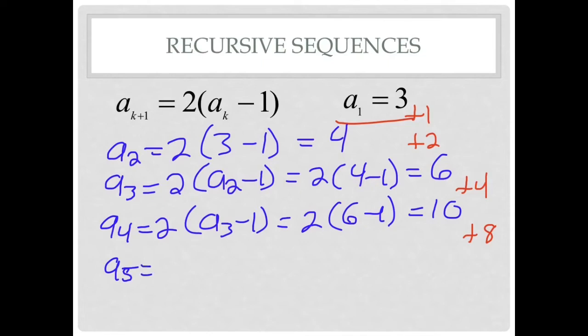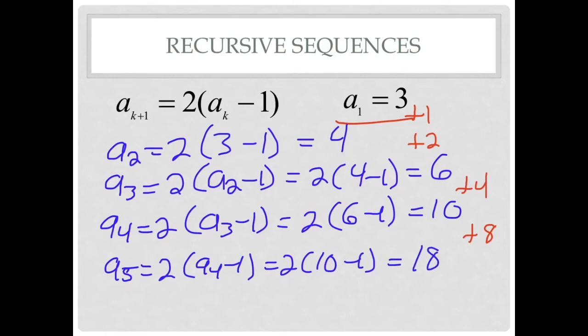So my fifth term is going to be 2 times my fourth term minus 1, which is 2 times 10 minus 1, which is 2 times 9, or 18. So it does work, which means if I wanted to continue the pattern, instead of adding 8, I would add 16 to get the next term, because I'm doubling what is being added. And I can now use this pattern and not the formula, or if you want to keep using the formula, that's fine as well.